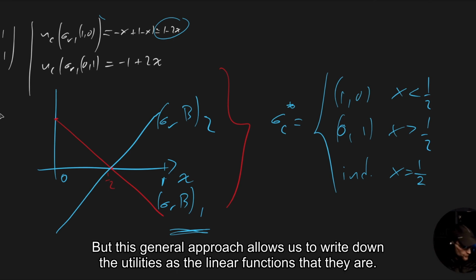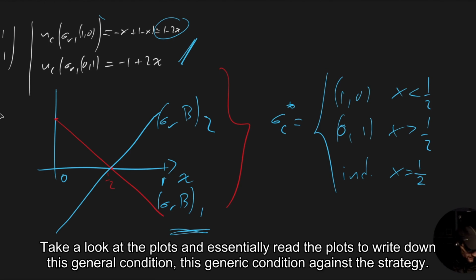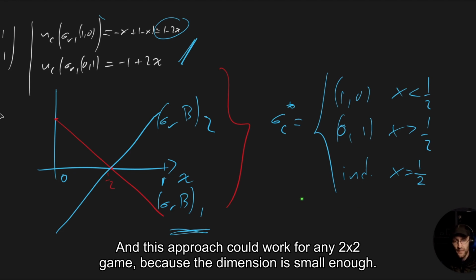But this general approach allows us to write down the utilities as the linear functions that they are, take a look at the plots, and essentially read the plots to write down this general condition, this generic condition against the strategy. And this approach can work for any 2x2 game because the dimension is small enough.